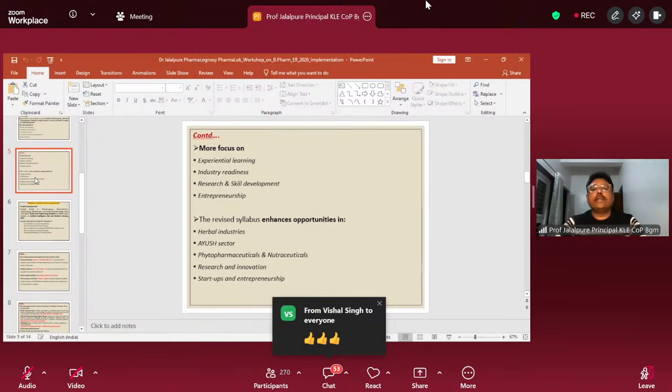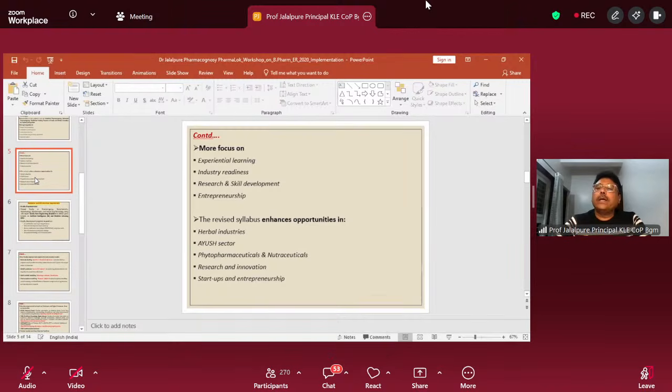The revised syllabus enhances opportunities not only in the pharmaceutical industry; there are also a number of herbal industries available in India and abroad. There our students can work. And earlier our students never used to go to Ayush sectors. There is a separate Ayush ministry in the central government, so there are a lot of opportunities in the Ayush sectors for our pharmacognosy students as well. Such a kind of syllabus has been framed in this new syllabus.